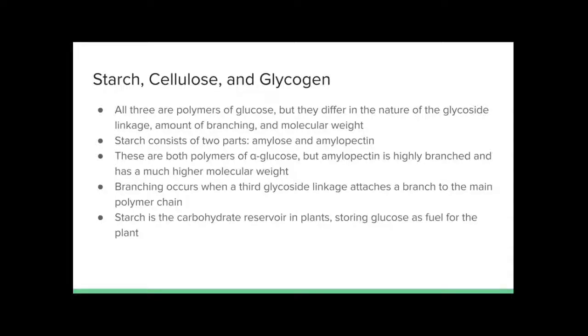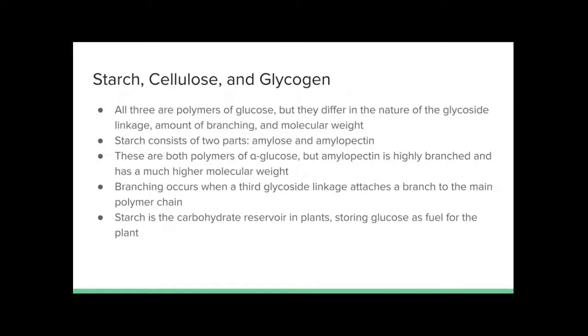Finally, we'll talk about starch, cellulose, and glycogen. All 3 of them are polymers of glucose, but they differ in the nature of the glycoside linkage, the amount of branching, and the molecular weight. Starch consists of 2 parts, amylose and amylopectin. These are both polymers of alpha glucose, but amylopectin is highly branched and has a much higher molecular weight. Branching occurs when a 3rd glycoside linkage attaches a branch to the main polymer chain.